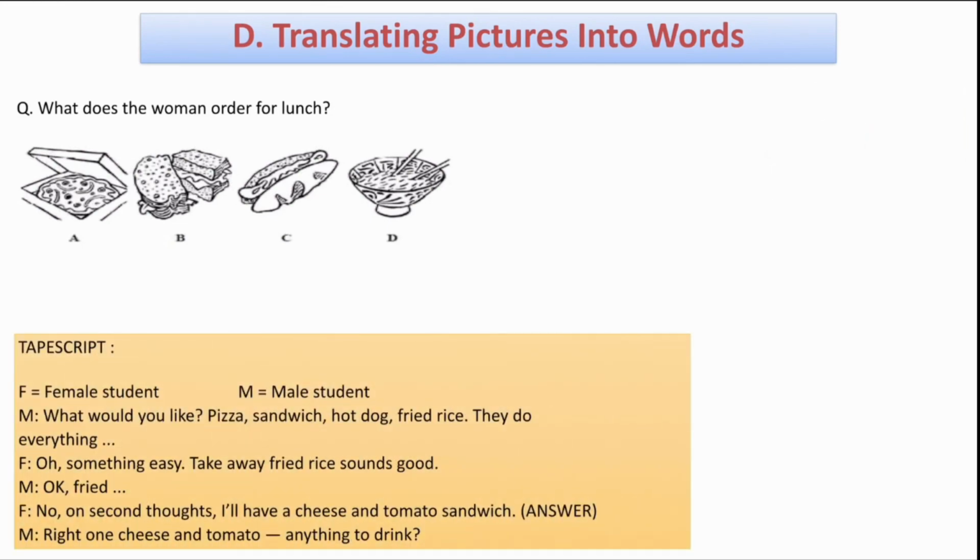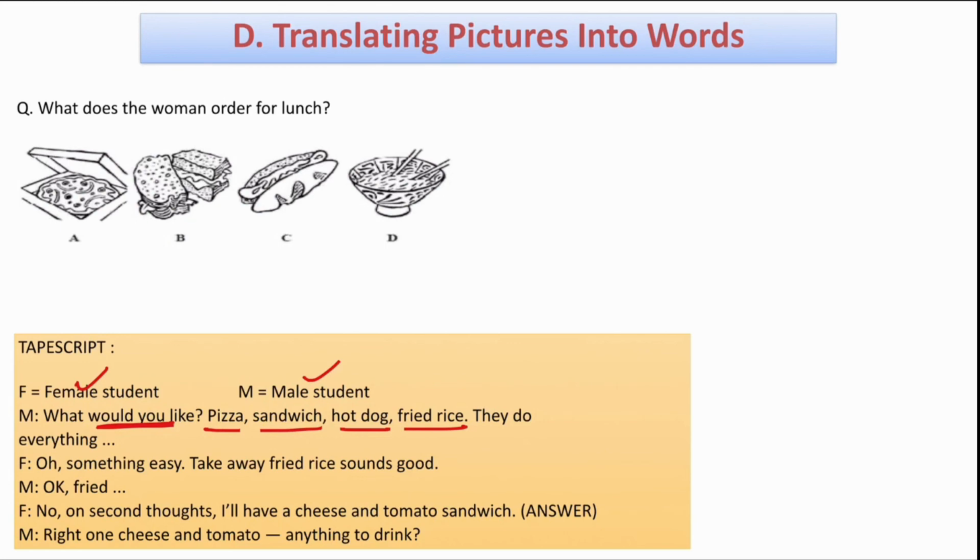Now from this audio, you hear 2 people talking to each other. One was a female student and another was a male student. Now the male student asked the female student what she would like for lunch. The first was pizza, as we have predicted. The second was a sandwich. Third was a hot dog. So you can eliminate sub or taco or something, which we predicted earlier. And then it is fried rice.